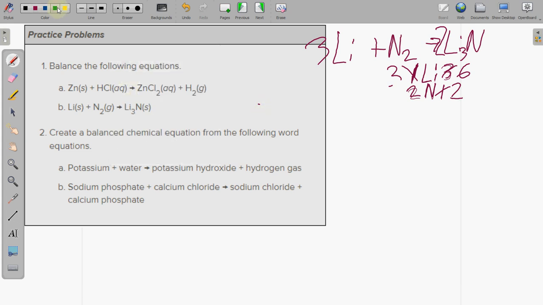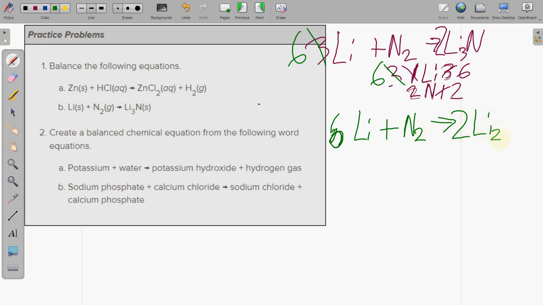And we had started with lithium, and that balanced lithium. Then I had to balance nitrogen. So now I have 6 lithiums and 2 nitrogens. So now I've got to go back over here and change that to a 6. So it balances. So we would write 6 lithium atoms plus 1 molecule of nitrogen produces 2 molecules of lithium nitride. All right, so that's it.